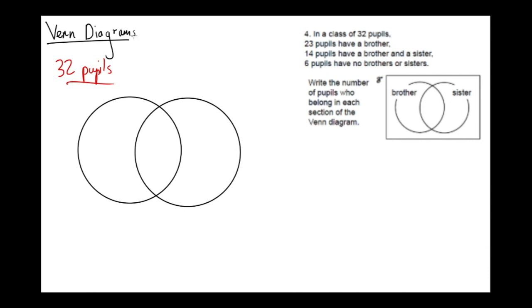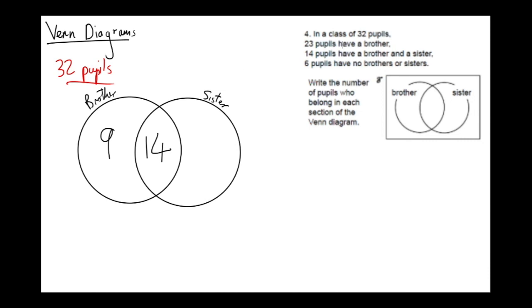Okay, so we'll follow the lead of what they've done. They've put brother on the left-hand side and sister on the right. Okay, so 14 pupils have a brother and a sister. So they can go in the middle. That should be your first port of call. 23 have a brother. Okay, so remember what we did before. We don't write 23 in here. We write 23 minus 14. Okay, so in here is 9. 9 people only have a brother. Do the same for the sister.